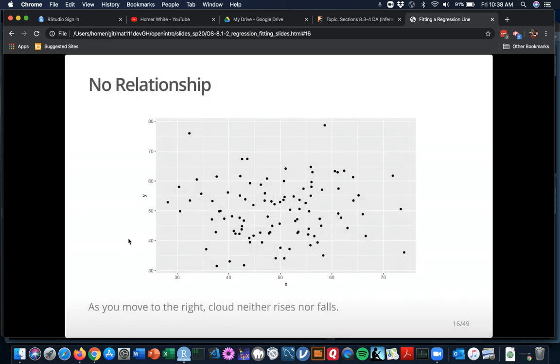And then in this artificial data, there's no relationship at all between the value of x and the value of y. The cloud of points doesn't rise, it doesn't fall, it just looks like a random cloud. When x is small, the y's vary. When x is big, the y's vary the same amount. There's no difference in how high or low the variability is. No relationship between x and y.